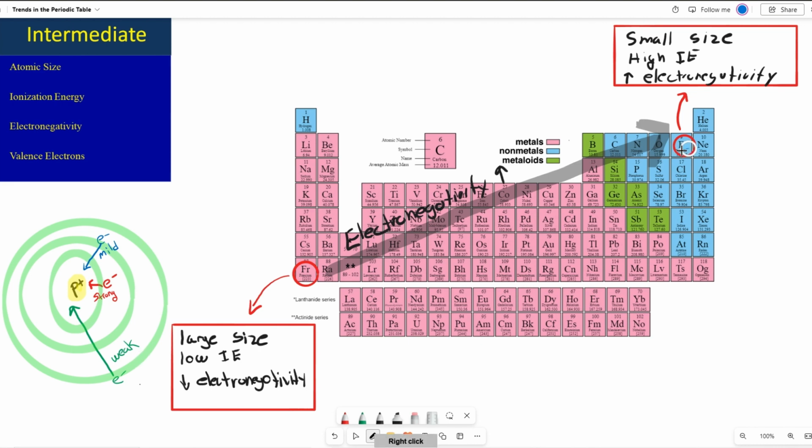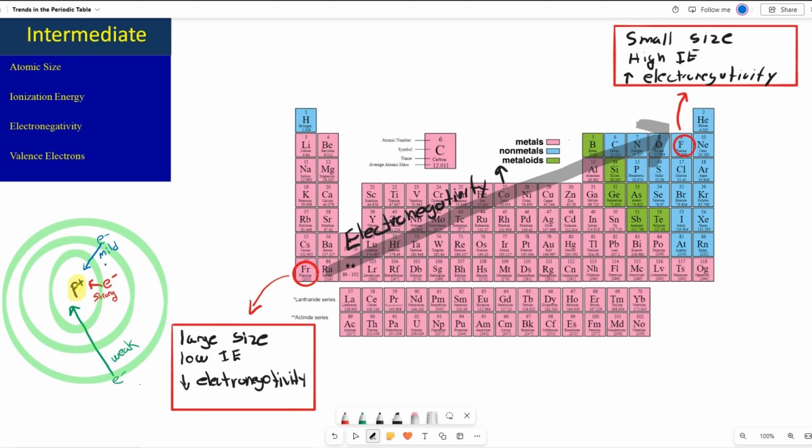Whereas if you're looking at a very small atom like fluorine, represented by this first circle here, a new electron that would come in, even though it's a valence electron, it's still relatively close to the nucleus, so it's going to feel a very strong pull by the protons in the nucleus. So small atoms will have a very high electronegativity, whereas large atoms have a very low electronegativity.